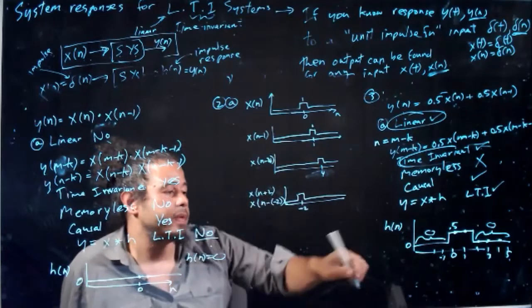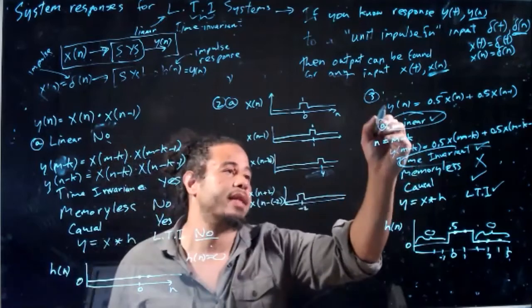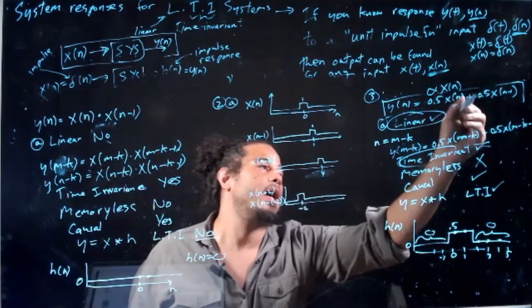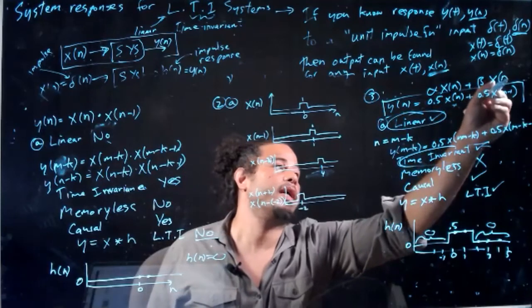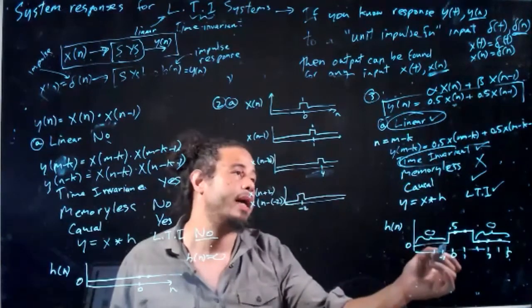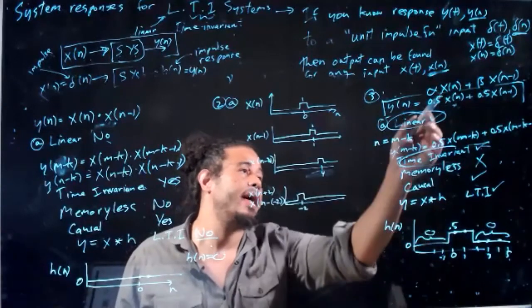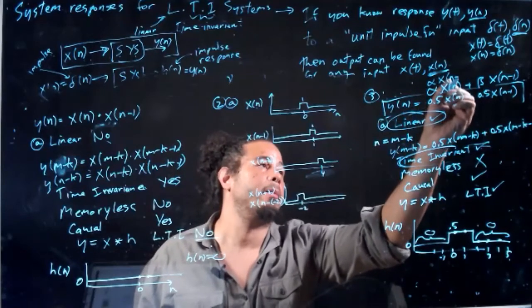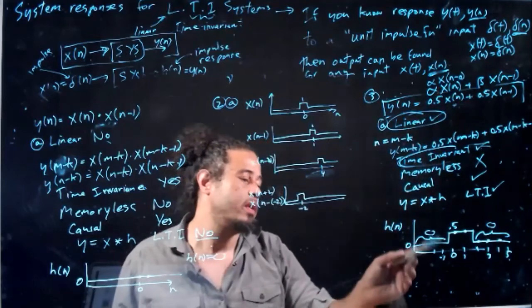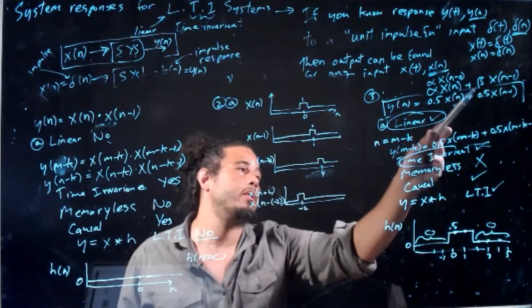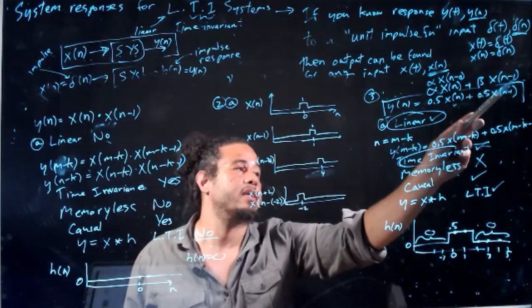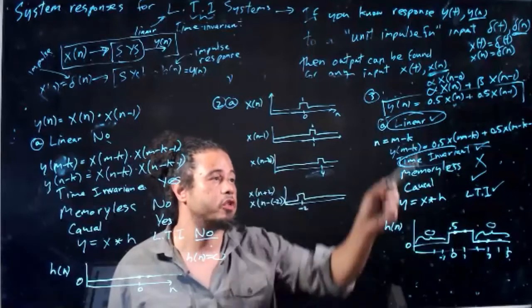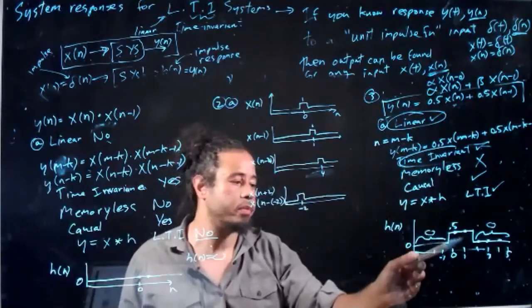In general, if you have an equation like this, y of n is equal to alpha times x of n plus some beta times x of n minus one, the impulse response will be equal to alpha at time zero. You can also think of alpha times x of n as alpha times x of n minus zero. And so the impulse response will be alpha at time step zero plus beta at time step one plus zero everywhere else. You can directly read off from these coefficients to the impulse response.